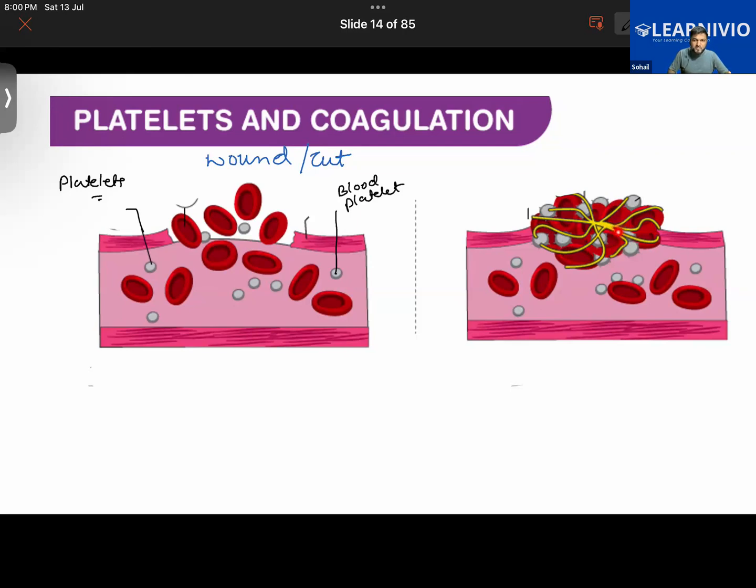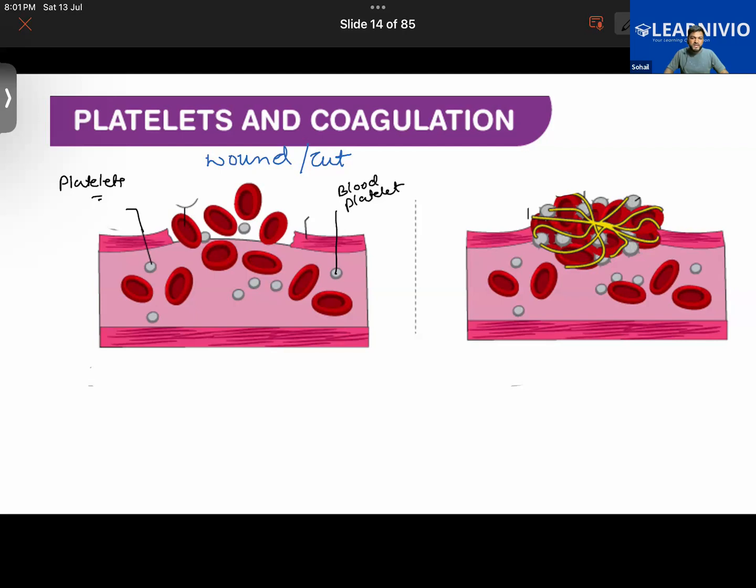Sir, I think they're tied up with a spring made of plasma. No, that is not a spring or anything like that. Okay, no need to go into that much depth.